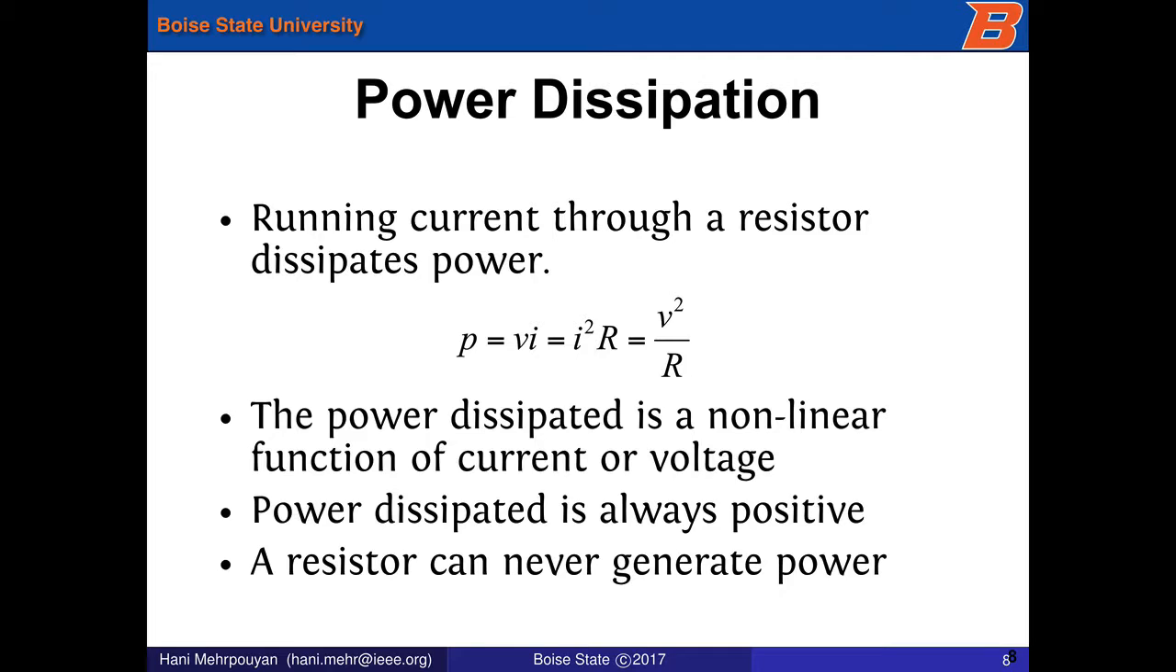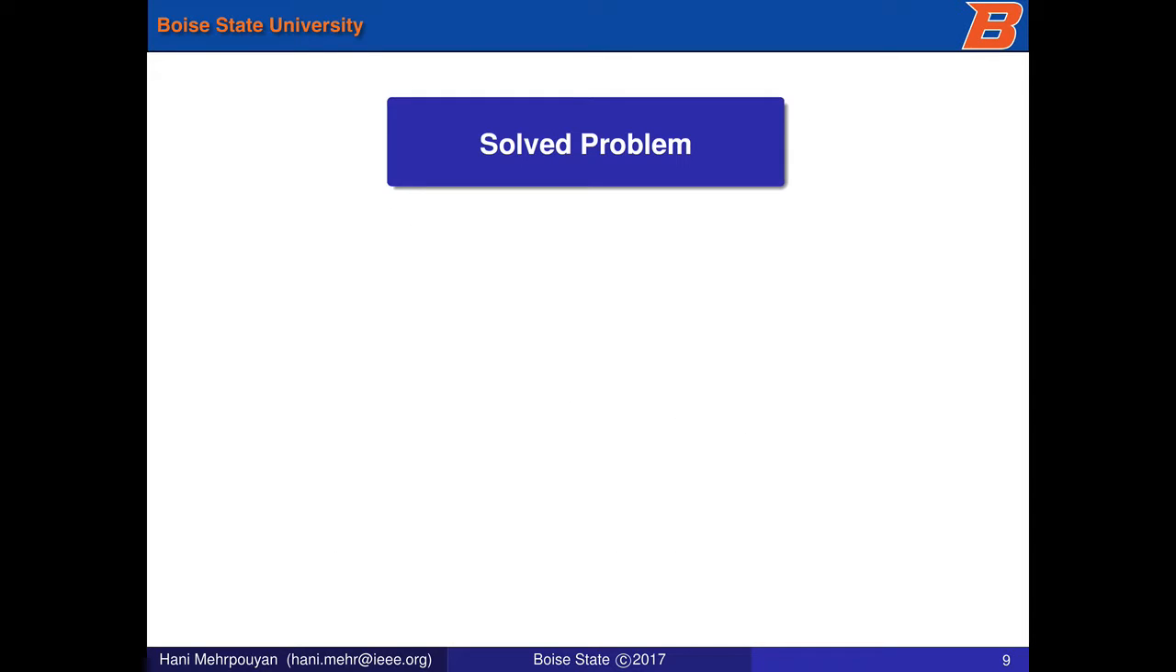And the power dissipated in a resistor is always positive because it's dissipated power. So if we assume that something generates power, as we mentioned before, that's negative power. And when something dissipates power, it's positive power. So we'll solve more problems in class related to this.